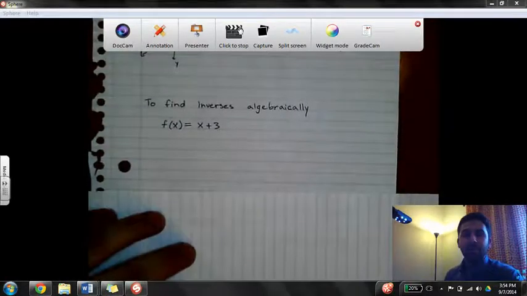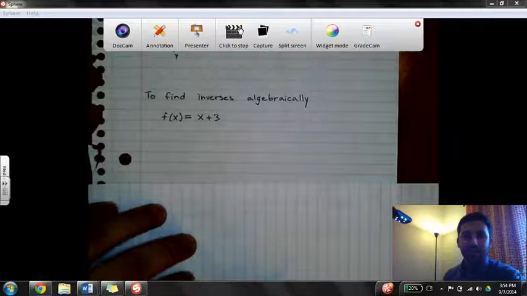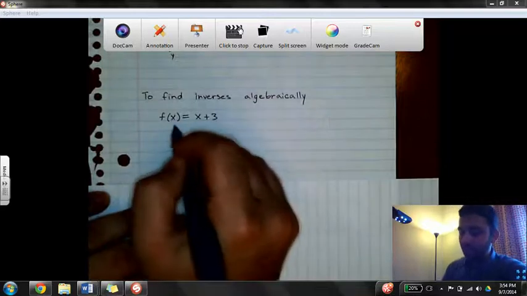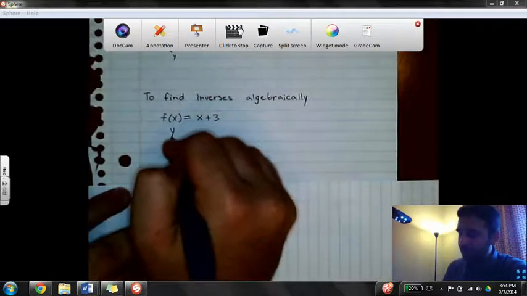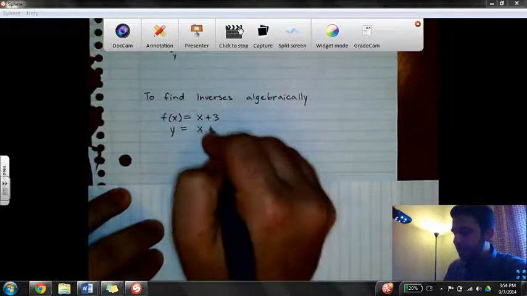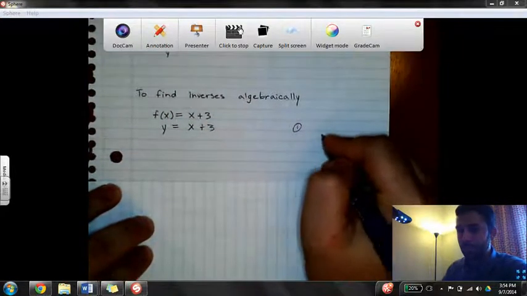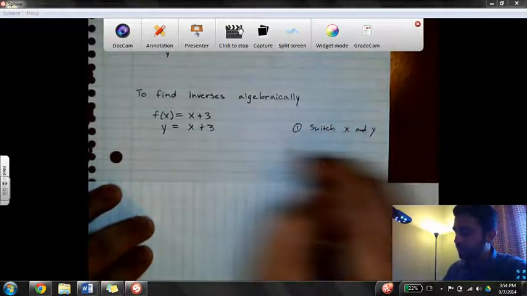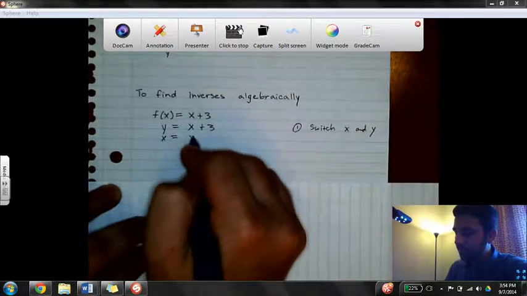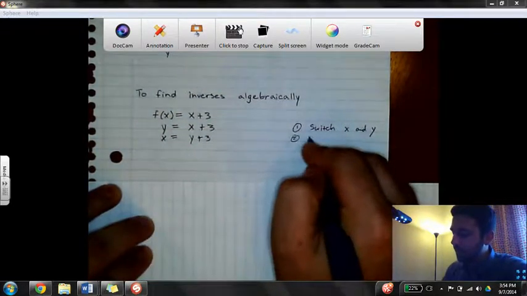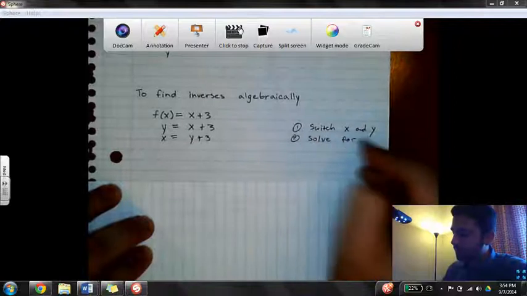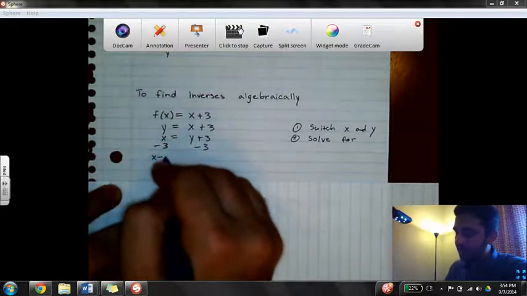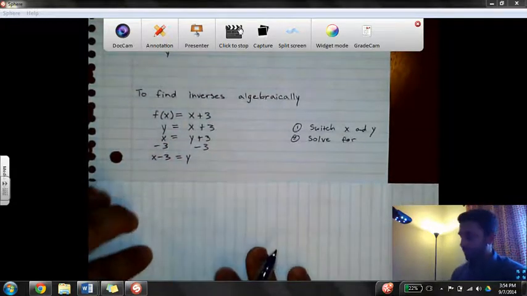So now if we wanted to find the inverse algebraically, given a function in function notation, you would rewrite it using x and y, so y equals x plus 3. You would need to switch x and y, and then solve for y. So to solve for y, I'm going to subtract 3 from both sides, and I get x minus 3 is equal to y.